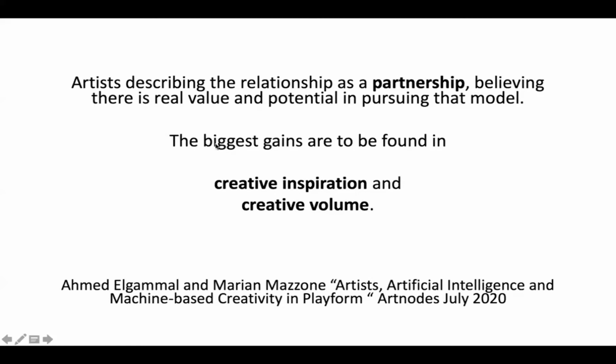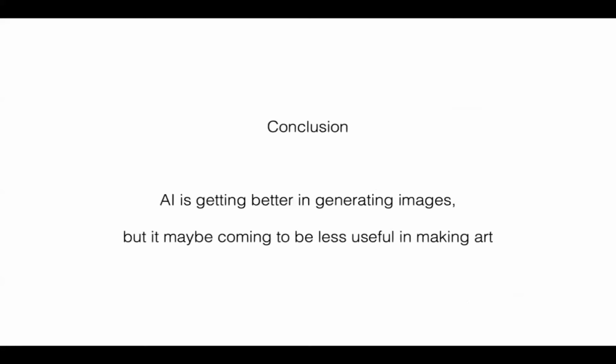So the question now is where we are on these two things, creative inspiration and creative volume. Are these new models that we are making now, using text to image and others coming in the future, allowing us to have this creative inspiration and creative volume available to artists? These are the two things that artists are mainly looking at. I will conclude here that AI is getting better at generating images, but maybe it's becoming less useful in making art. Thank you very much. If you have a question about this, or you want to discuss this further, you can always email me. Thank you very much.